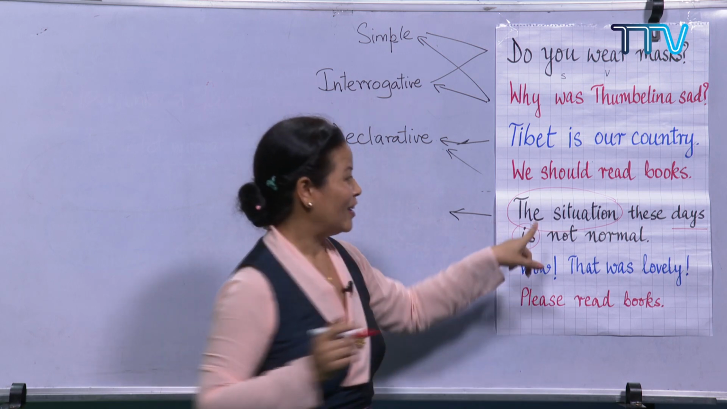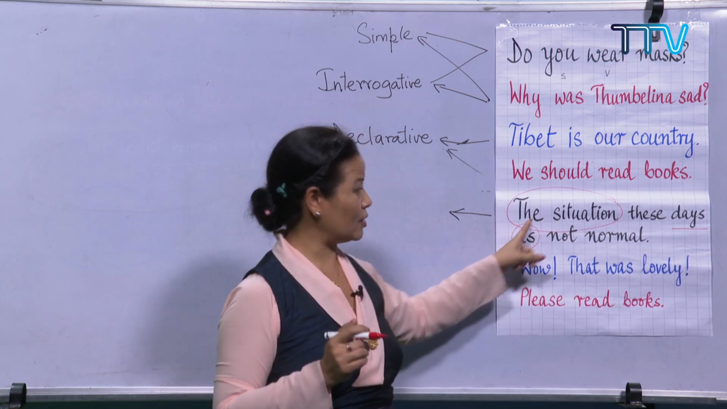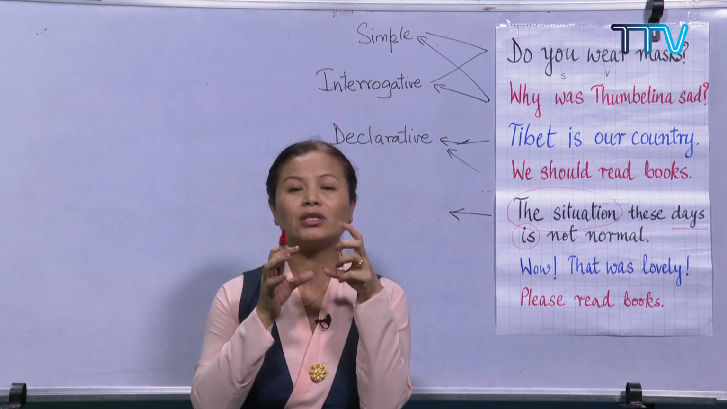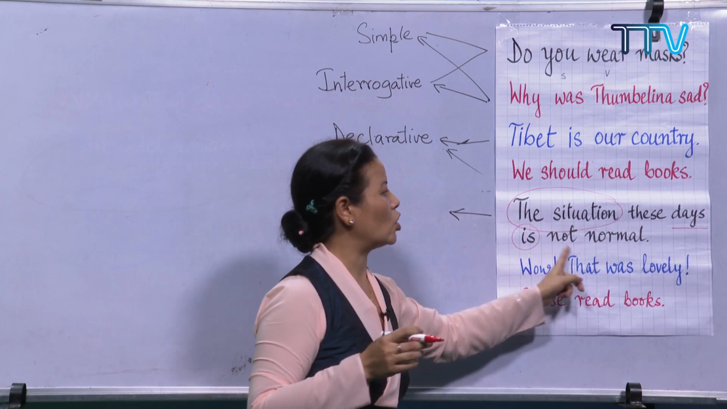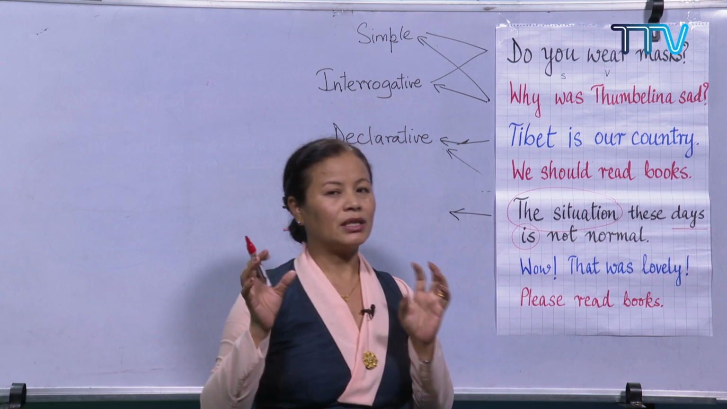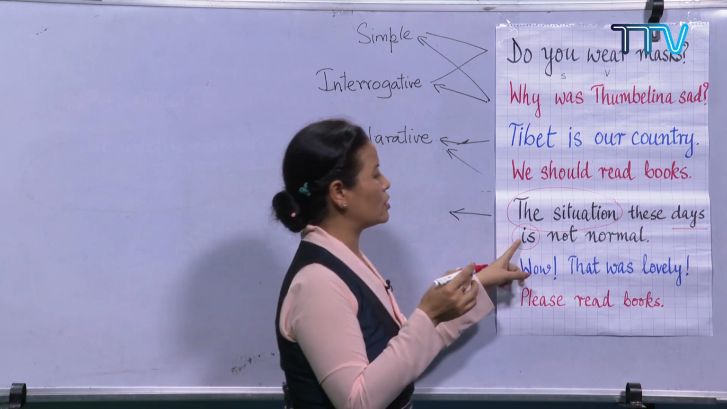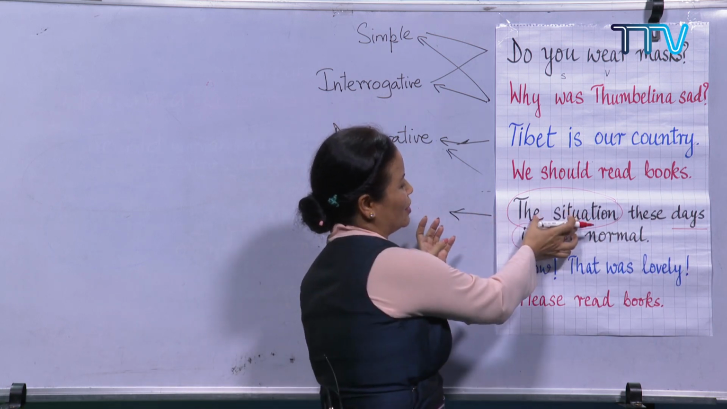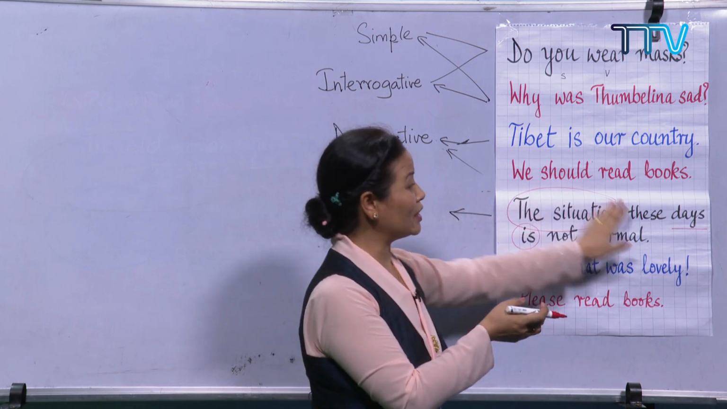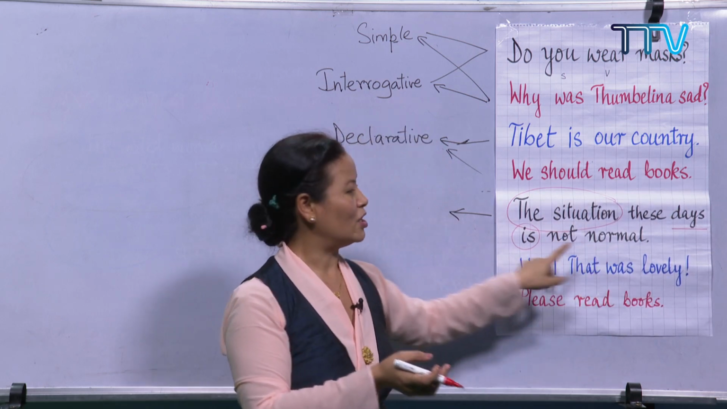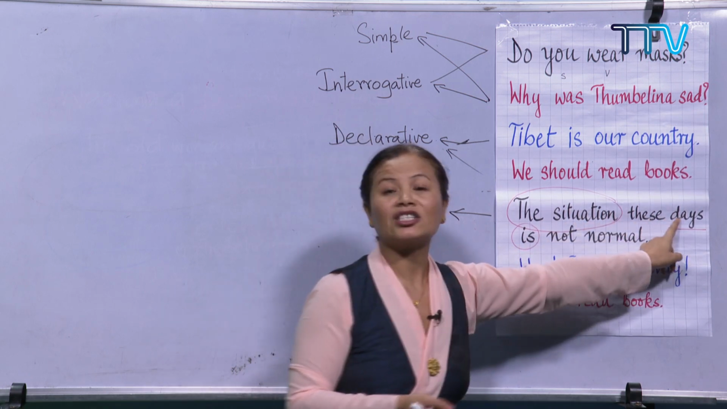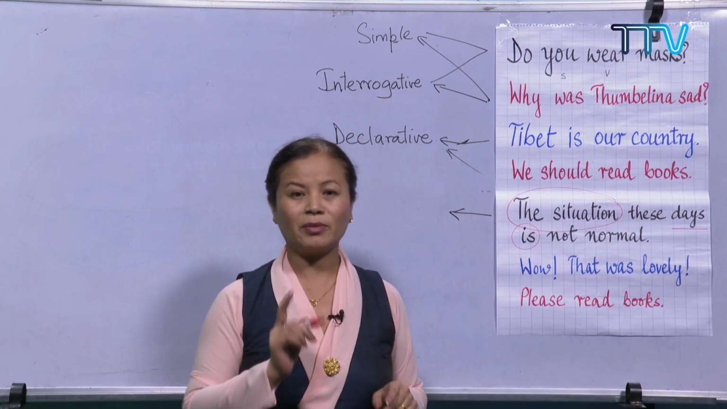Is it clear? The situation is, now it's right, the situation is a singular subject, right? The situation, we are talking about one situation. The situation is not normal. The situation these days. So sometimes it's easier for students to get confused because the subject does not happen to be very close to the verb. The situation these days is not normal. So is the verb and situation is the subject and these days is not the subject. So please keep that in mind.